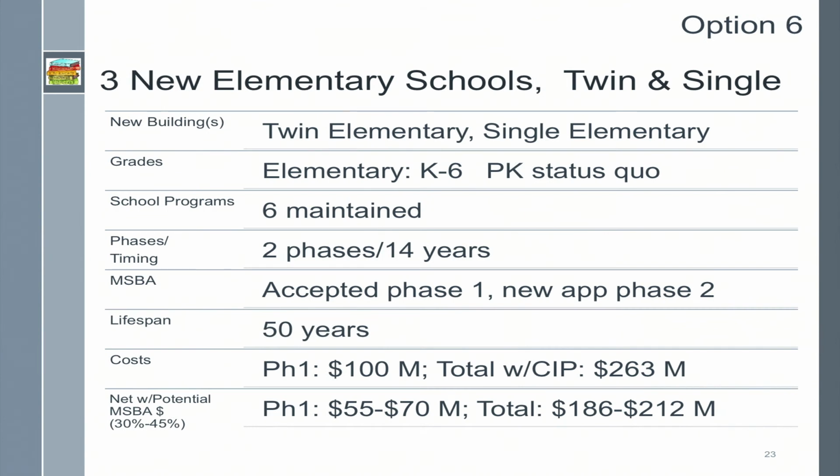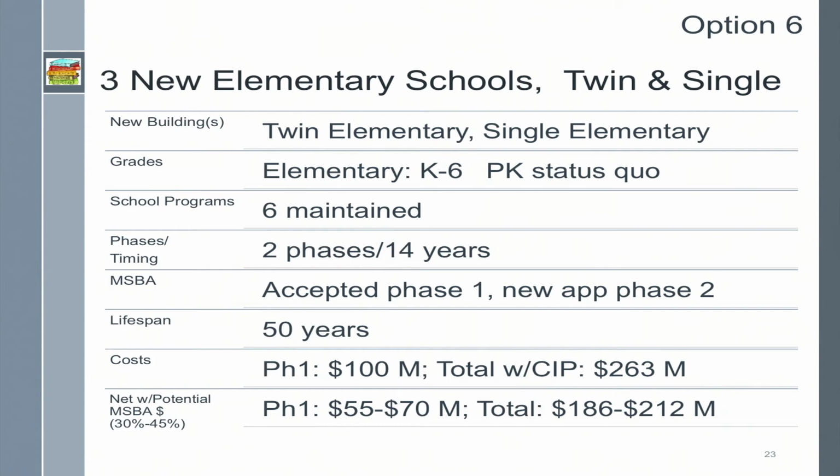Moving on to option 6, we're almost there. Option 6 is a new twin elementary school and a new single school. The twin school would house 2 elementary programs, and the new single school would house a 3rd elementary program. The 6 current elementary school programs would be maintained. The project would take place in 2 phases over 14 years. We've been accepted into MSBA for phase 1, but would have to submit a new application for phase 2. The lifespan of the new buildings is 50 years.